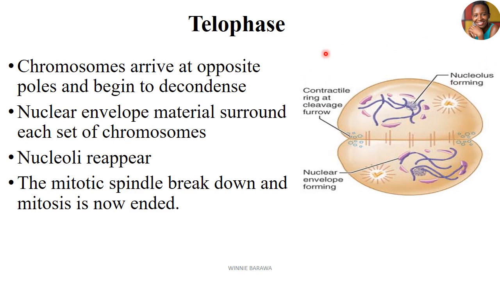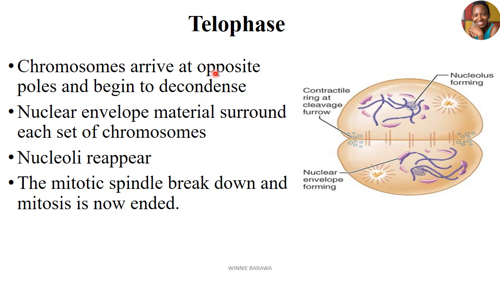And once the anaphase stage has successfully taken place, we transit to the telophase stage. In the telophase stage, the chromosomes have arrived at the opposite poles and they're beginning to decondense. Because of this decondensation, the nuclear envelope materials will start surrounding the chromosomes, and our nucleolus will reappear. As the nucleoli reappear, the mitotic spindle will break down, and this indicates the mitosis that is ending. So this is how the telophase is happening.